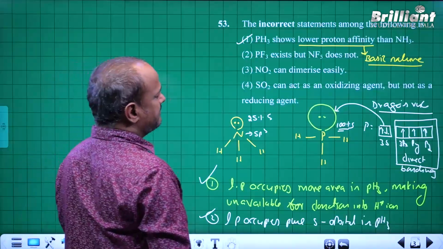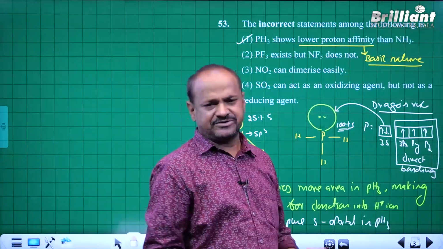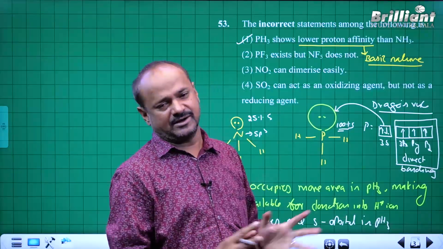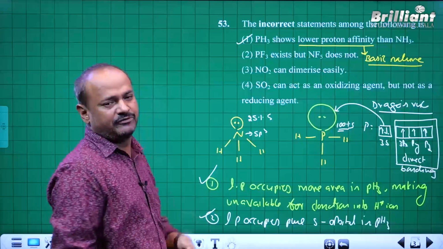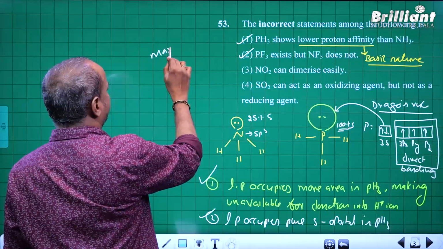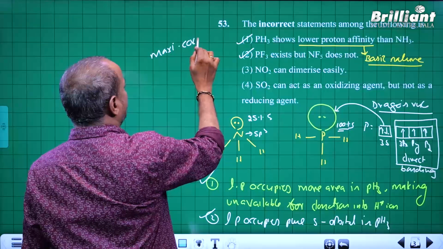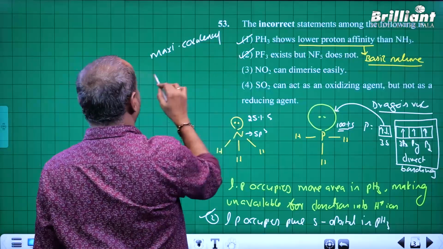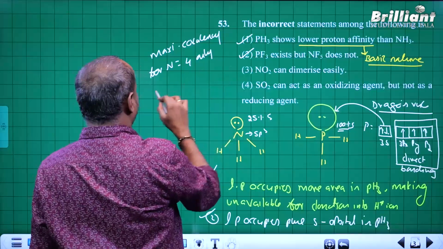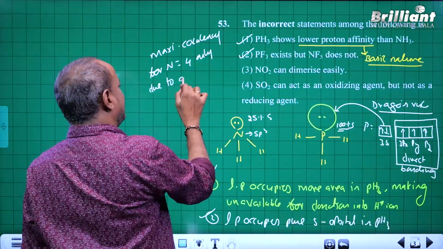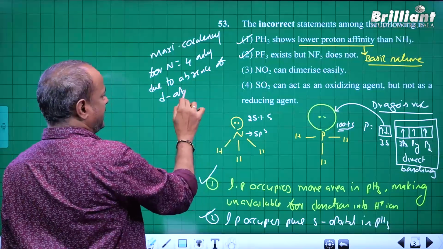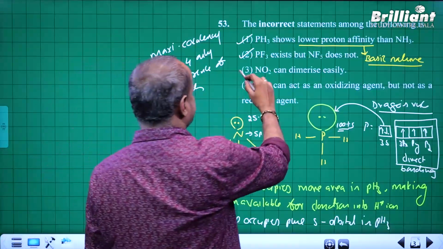PF3 exists, but NF5 does not exist, because nitrogen has no vacant d orbitals, no d orbitals at all. Maximum covalency for nitrogen is 4 only, due to absence of d orbitals. So this was correct.